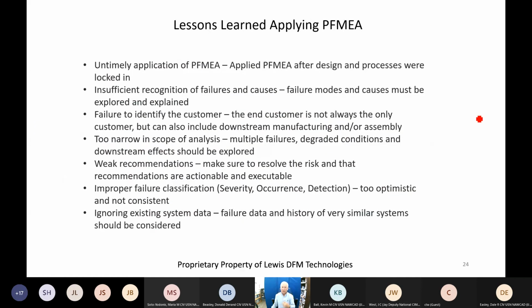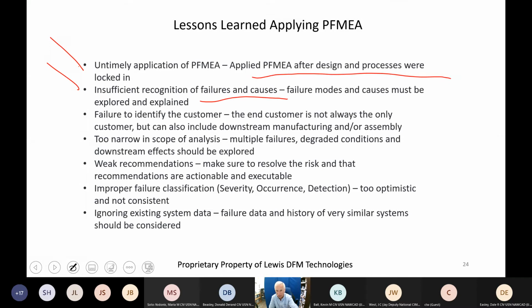Okay, some lessons learned that I want to touch on, and there's quite a few, many of them very common sense oriented. Untimely application of PFMEAs. That means it was done after the design and processes were locked in, which is never the right place. Insufficient recognition of failures and causes. We didn't do a deep enough dive into the failure modes and causes. And you got to do that.